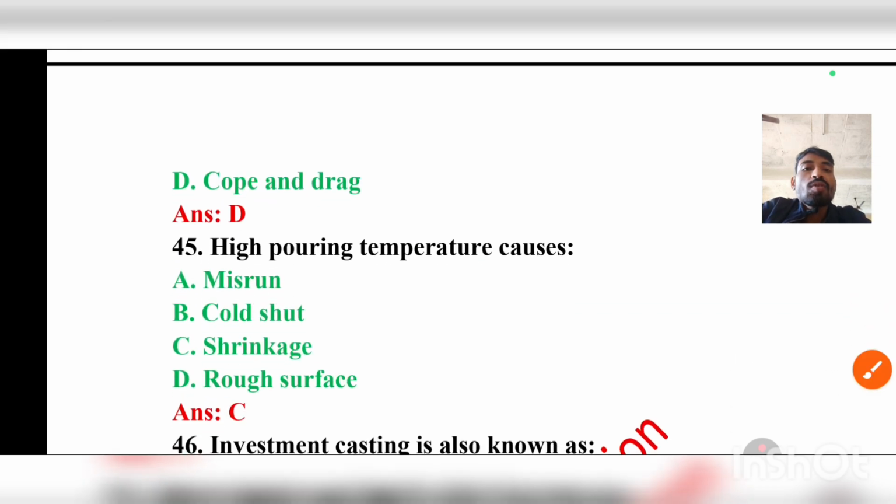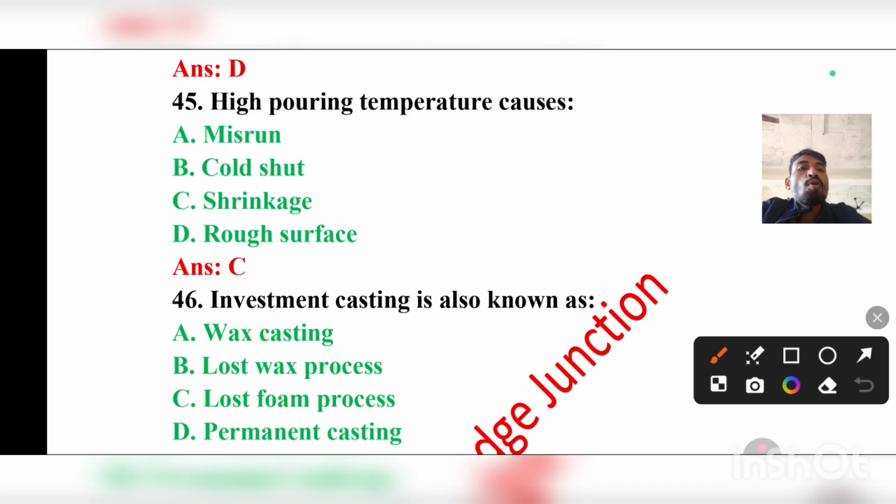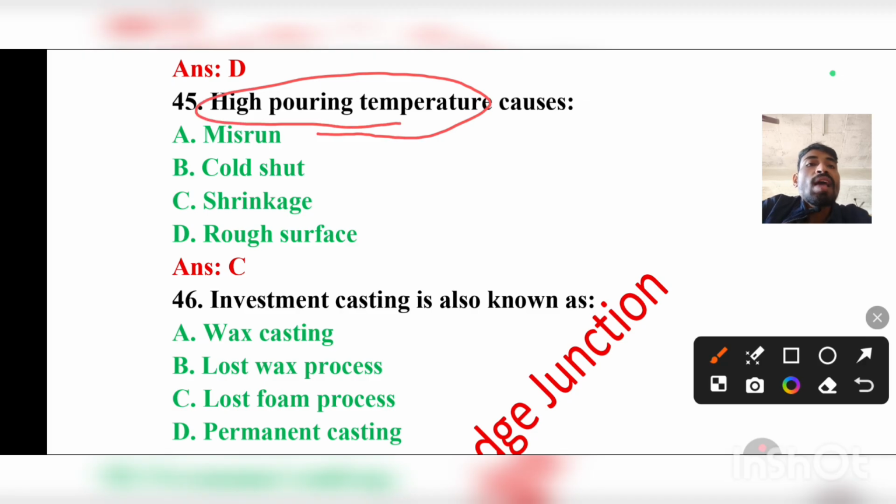Coming to the next question, that is your question number 45, high pouring temperature causes. जो मोल्टन मेटल होता है उसका टेम्परेचर हाई हो जाता है तो क्या होता है, कौन सा डिफेक्ट होता है? तो ऑप्शंस आर मिसरन, कोल्ड शट, श्रिंकेज और ड्रॉप सरफेस. हमेशा रिमेंबर, जब मोल्टन मेटल का टेम्परेचर बहुत ज्यादा होता है तो श्रिंकेज डिफेक्ट हो सकता है.